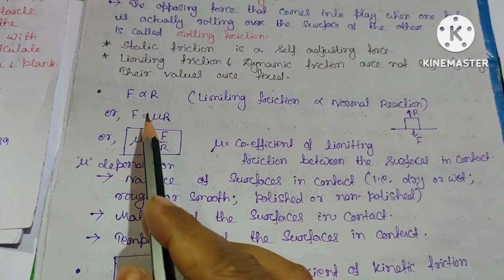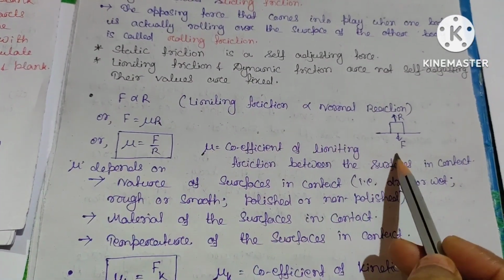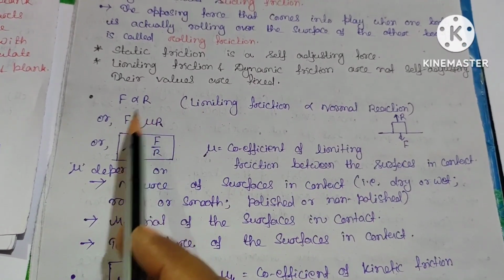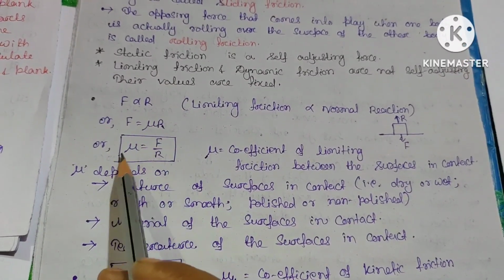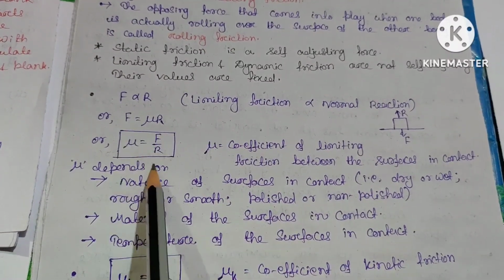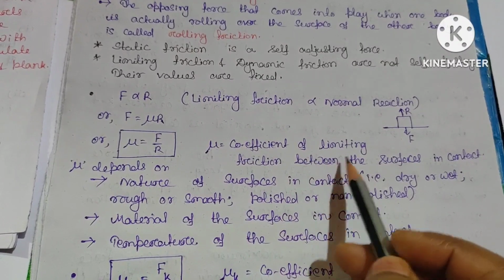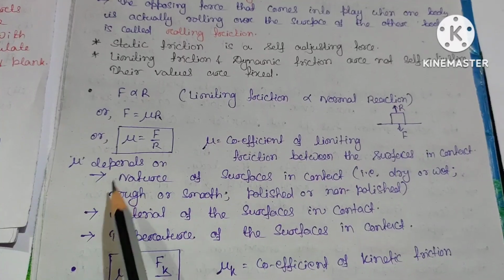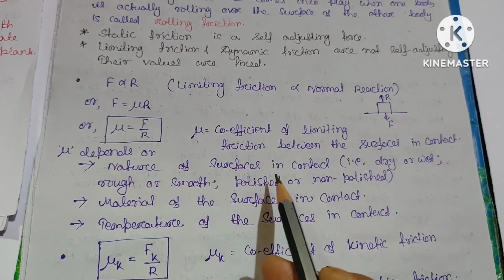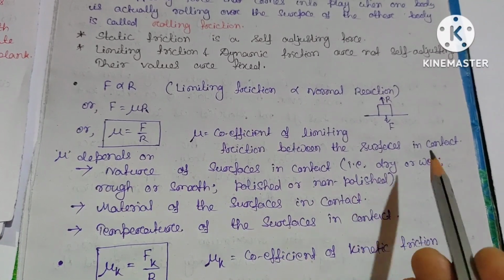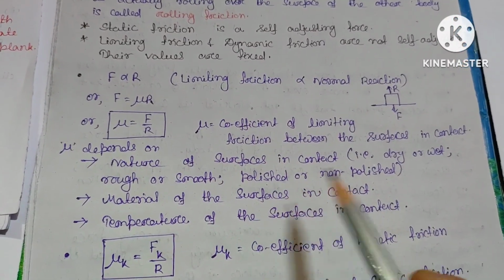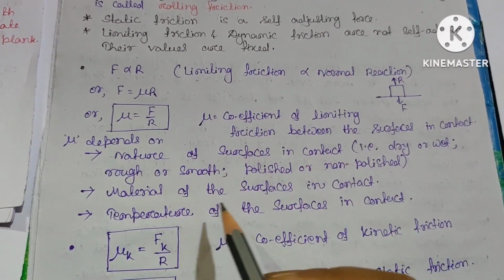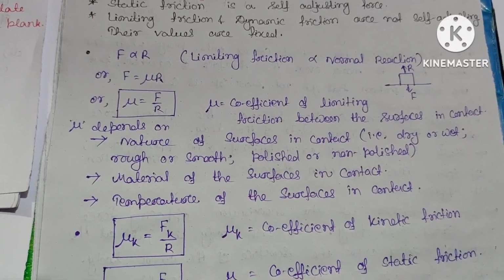Now F is directly proportional to R. This limiting friction is directly proportional to the normal reaction. So with a proportionality constant mu, F equal to mu R, or we can say that mu equal to F by R. This mu is known as the coefficient of limiting friction between the surfaces in contact. This mu depends on the nature of surfaces in contact, that is, whether they are dry or wet, rough or smooth, polished or non-polished. It also depends on the materials of the surfaces in contact and the temperature of the surfaces in contact.